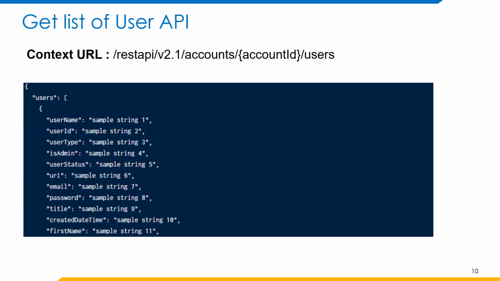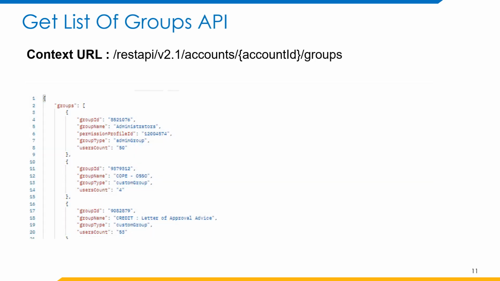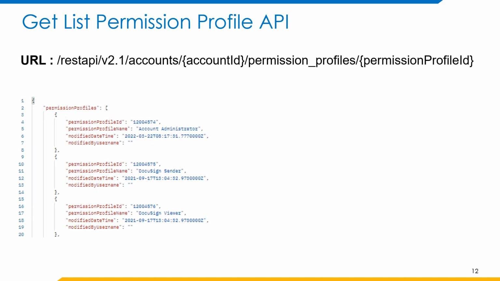The get list of users API is used basically for fetching the whole list of users which are present from DocuSign to SailPoint. The get list of groups API is used to fetch the groups which are required for adding during the account creation or update. The get list of permissions API will fetch the whole list of permissions from DocuSign to SailPoint, where we will be using this list of permissions while creating or updating the user.